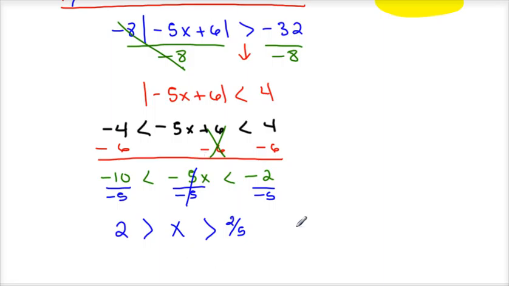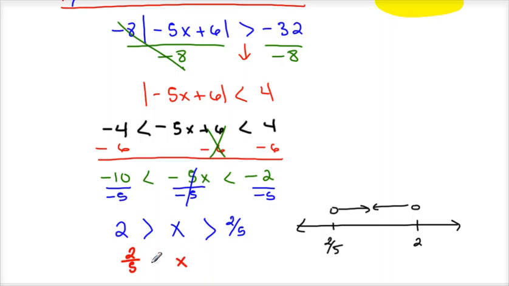If we want to draw a number line, I'll draw it here on the side. We have 2/5 and 2. Open circle on 2/5, open circle on 2. x is less than 2, greater than 2/5. Many times the proper way of writing this would be to have the smaller number on the left. So we could say x is greater than 2/5 and less than 2. This would be the better notation, the smaller number to the left, the bigger number to the right, just like a number line, as your numbers increase: 1, 2, 3, 4, 5, and so on. So let's get used to that as well.